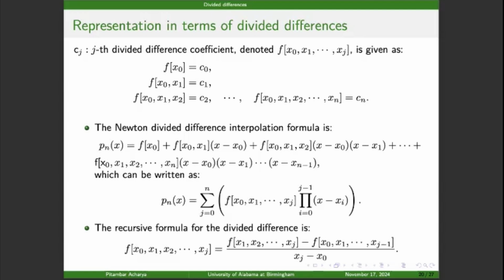Now, the Newton divided difference interpolation formula will be like this one. Just replacing c0, we get this formula: f[x0] plus f[x0, x1](x minus x0) and so on. Compactly, we can write this in product form like this one. So we have a recursive formula for the divided difference f[x0, x1, x2, up to xj]. This is given by the difference of f[x1 up to xj] and f[x0 up to x_{j minus 1}]. We divide this whole quantity by (xj minus x0).